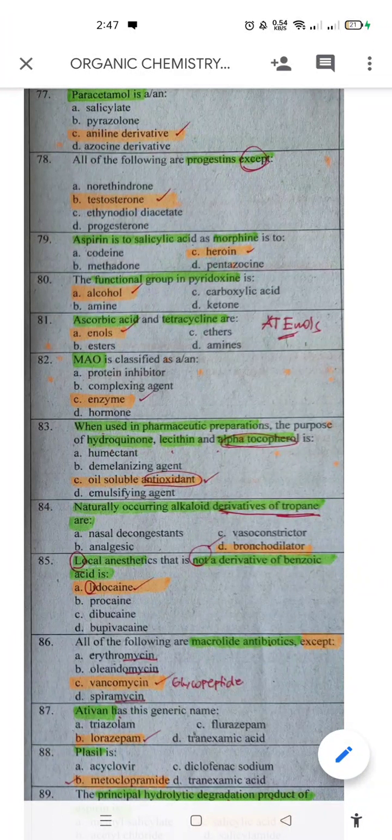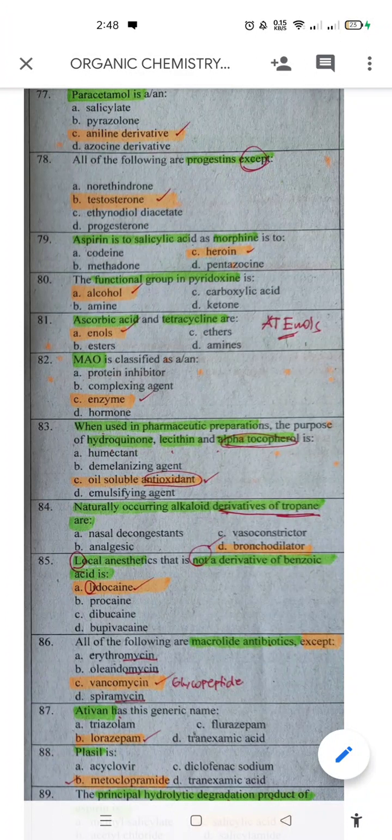Number 80. The functional group in pyridoxine is alcohol. Pyridoxine is chemically known as 6-methyl-3,4-pyridine dimethanol, and the functional group present in pyridoxine is alcohol. Number 81, ascorbic acid and tetracycline are enols. Letter A. Number 82. MAO is monoamine oxidase.